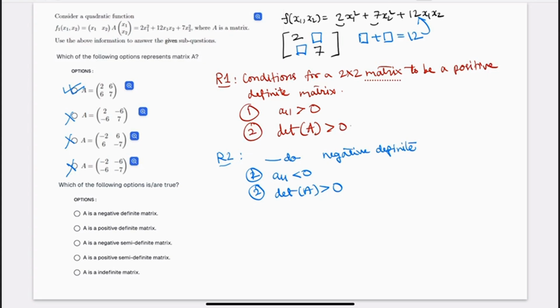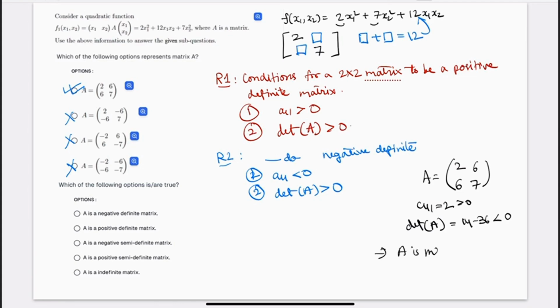Now let's check it for the A in our question. The A in our question is 2, 6, 6 and 7. So A11 is 2, which is positive, and the determinant of A is nothing but 14 minus 36, which is negative. So we see that it neither satisfies R1 nor R2, which means that A is indefinite. That means the last option is correct.